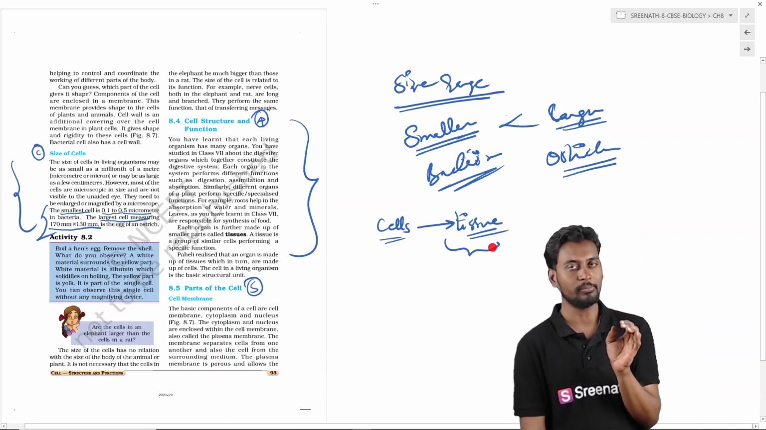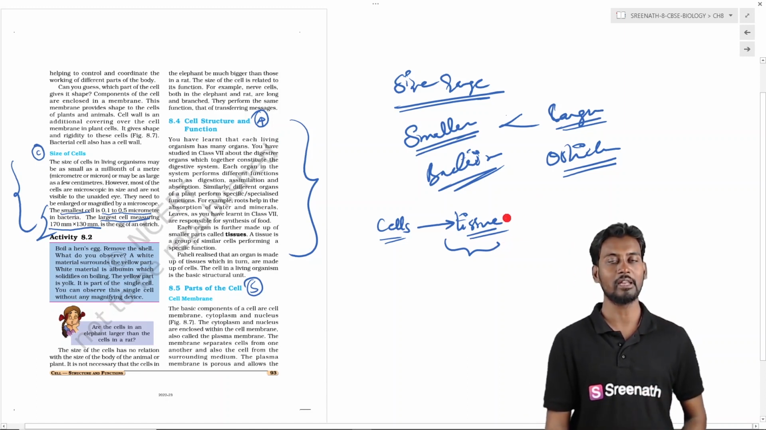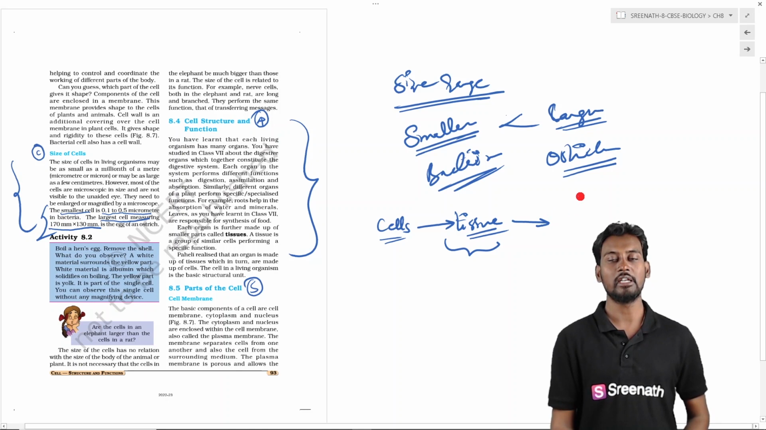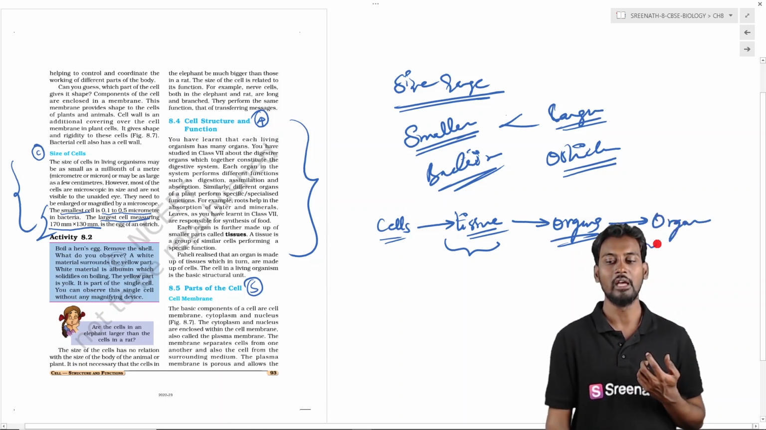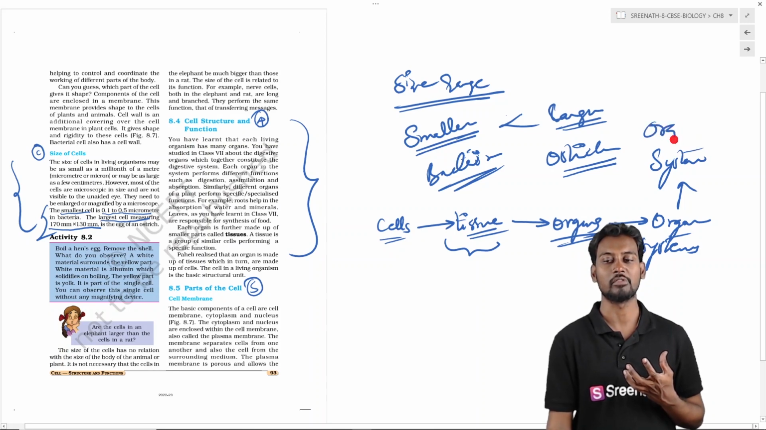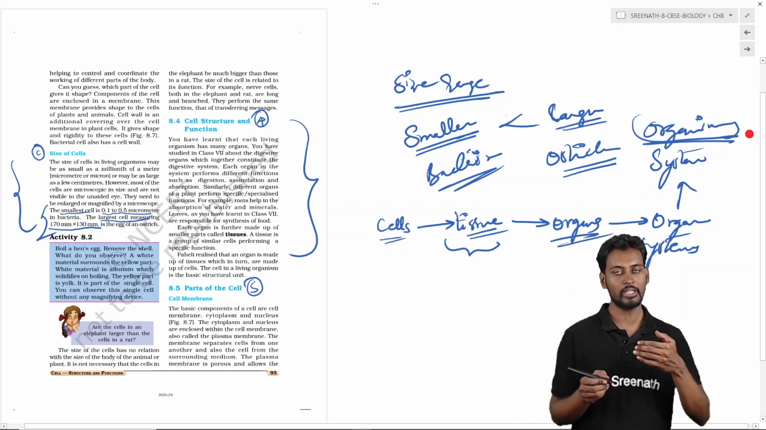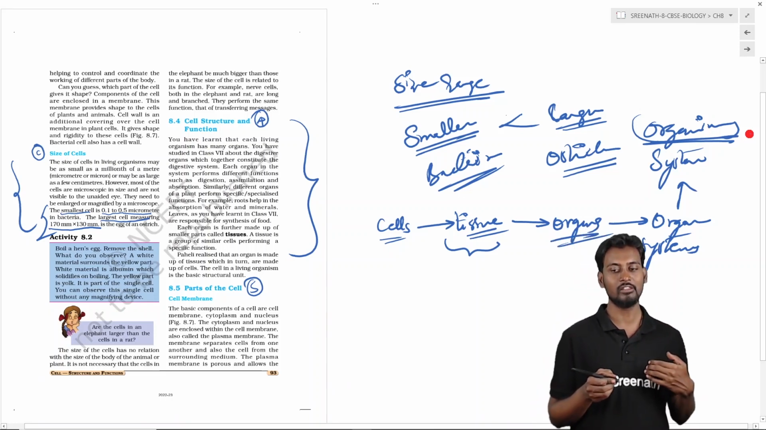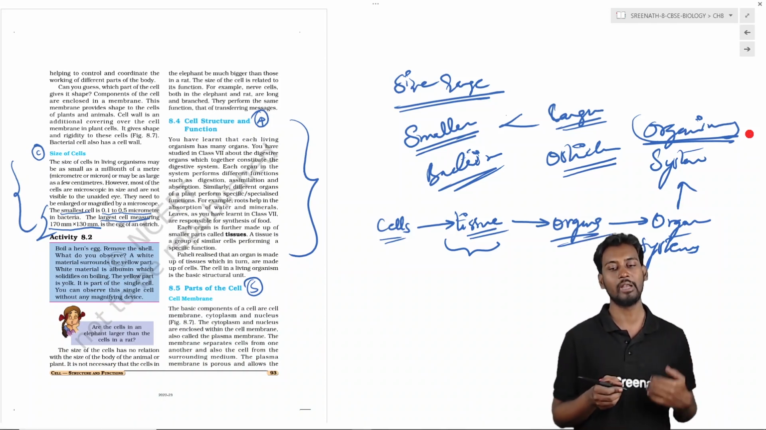The tissue consists of similar cells performing a similar kind of function. Tissues are joined together to form organs, and different organs are clubbed together to form organ systems. These organ systems are clubbed together to form the living system, the organism. So the organism is a cumulative of organ systems, organ systems of organs, organs are made up of tissues, and tissues are made up of cells.